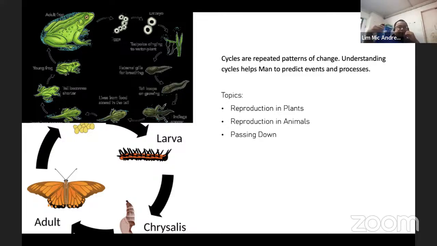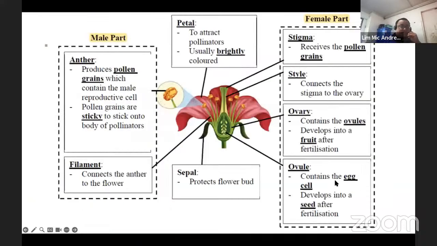Weather forecasters can predict future rain forecasts, etc. Or a farmer can predict when this egg will be hatched, or how long the chick will take to grow to a chicken so that it can be sold to the market, something like that. So all these cycles help man to predict events and processes. All right, so now let's look at the plant.